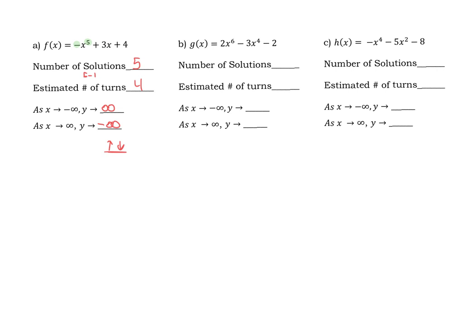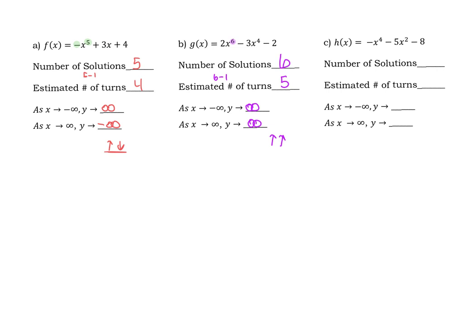Okay, so the next one is an even. It is a degree of 6. We'll start off there. So that tells me that there are 6 solutions. Then 6 minus 1 is 5. That's the max number of turns. Since it's even and positive, that tells me that the right-hand side is up. And since it's even, they're both going the same way. So as x goes to the left, it's going to positive infinity. And as x goes to the right, that's positive infinity.